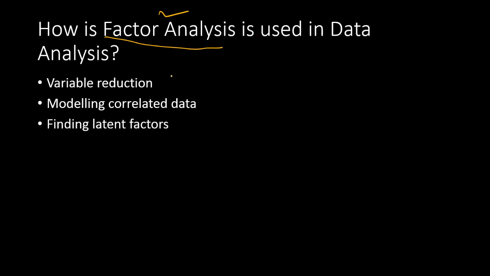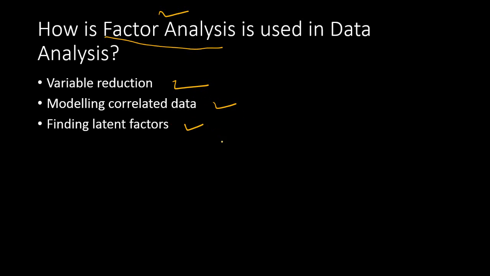One of the most important uses of factor analysis is doing variable reduction. If you have a large data set, with a large number of variables, then you can reduce to a lesser number of variables by using factor analysis. The second use is when you have highly correlated data, like the attributes or the variables you have are highly correlated. When you have highly correlated variables, you cannot build a good model. So to get rid of the highly correlated variables and to get down to a smaller number of uncorrelated variables, you can use factor analysis.